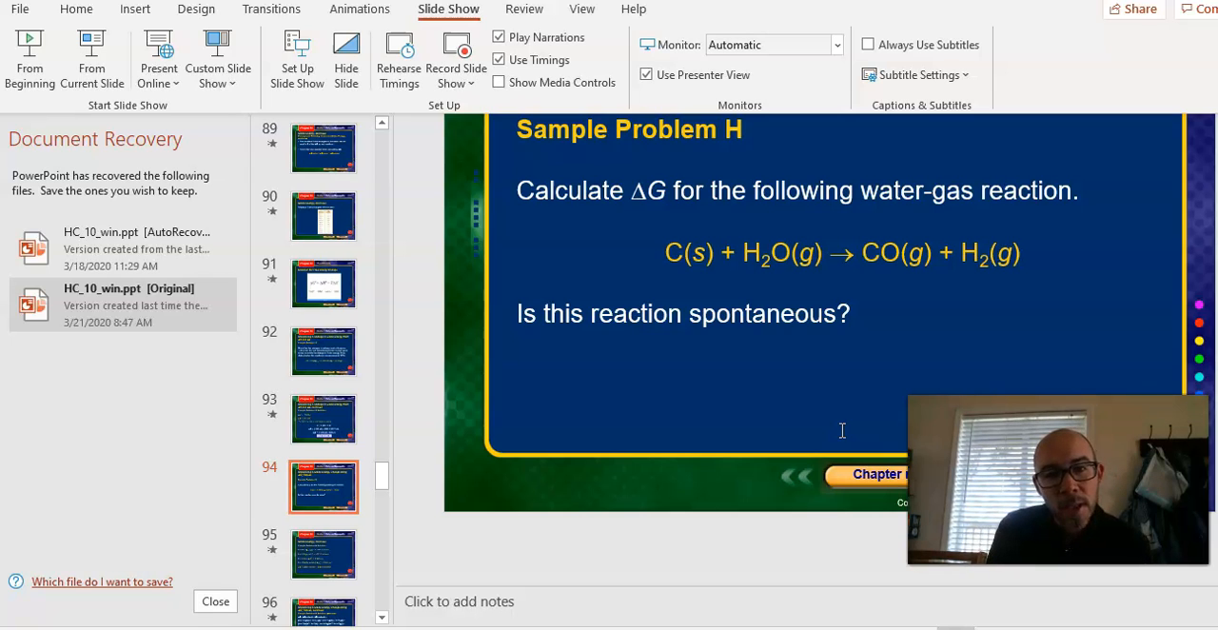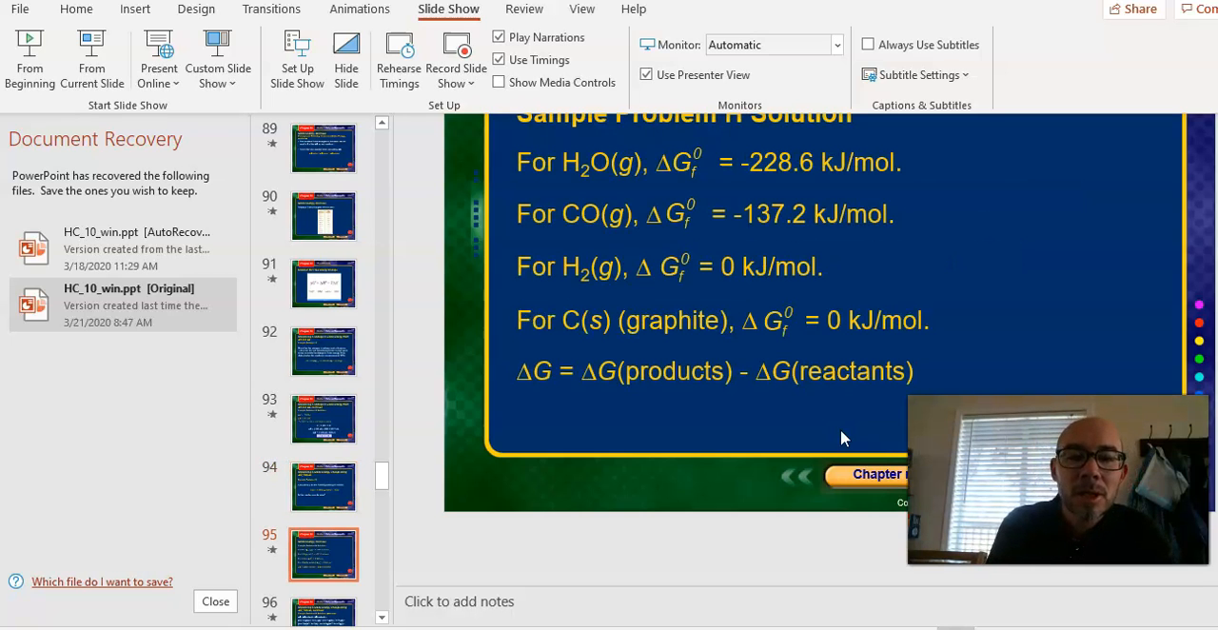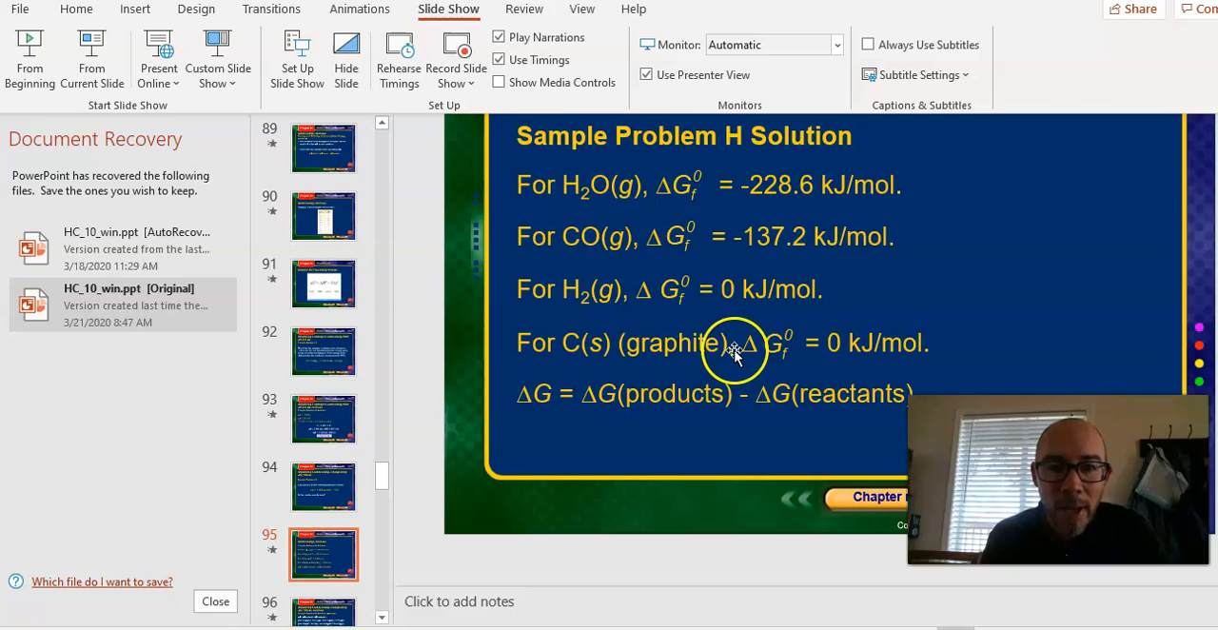Here's another one. Delta G for the following water-gas reaction. Do you think if you put carbon and water together, anything's going to happen? I mean, some of this you can just put your thinking cap on, right? And look at what it's actually saying. Solid carbon, like graphite or coal, and you put it in water. Is that going to automatically turn into hydrogen gas and carbon monoxide? I think not. So we'll gather up the information for that off of the chart, off of the table.